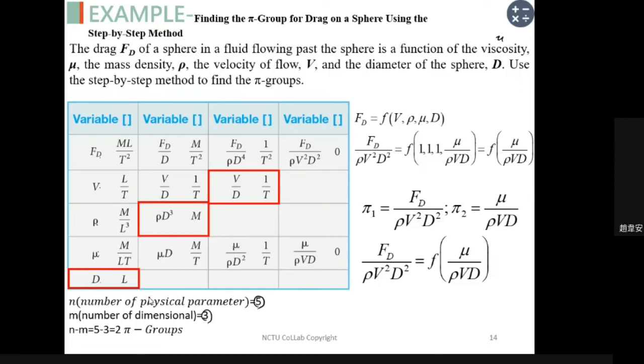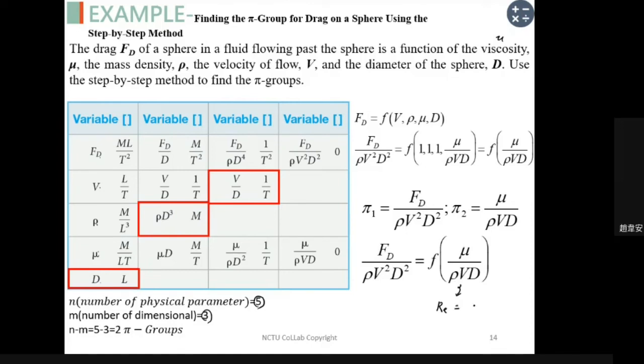Okay, so as you see, because of the time limit, and because today we still have the pipe quiz, I just quickly introduce this, and on Friday I will provide more details. So you see that this is the final answer. We know that the drag force divided by rho v squared d squared is a function of mu divided by rho v d. So this is related to the Reynolds number.